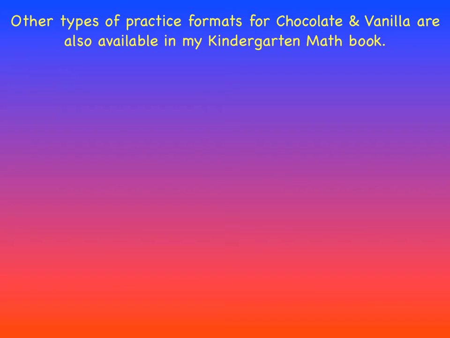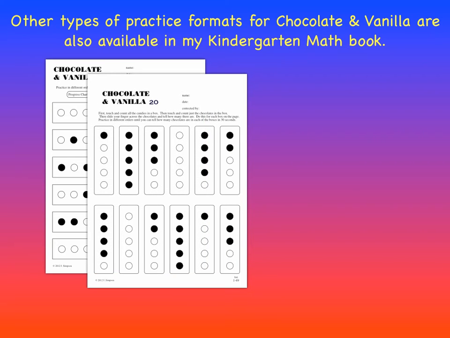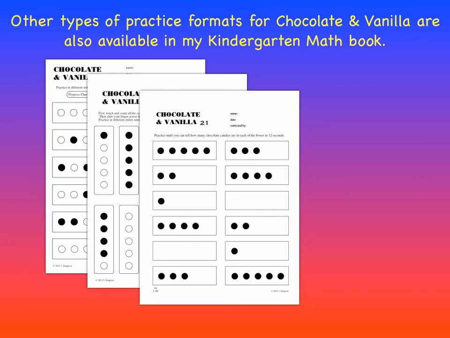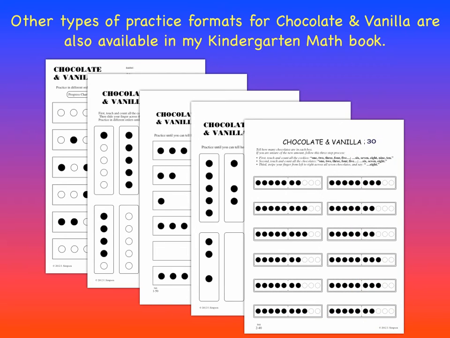Other types of practice formats for chocolate and vanilla are also available in my kindergarten math book. This one you can see, instead of all the chocolates being together, they're spread out and have to be counted with a different feel. Or they might go vertically instead of horizontally. These don't have the vanillas. These don't have the vanillas, and they are vertical. And you can have chocolates and vanillas with larger amounts as well.